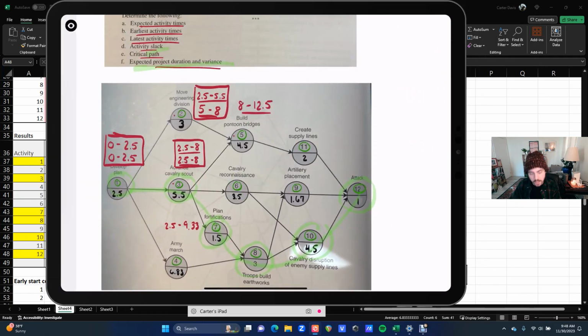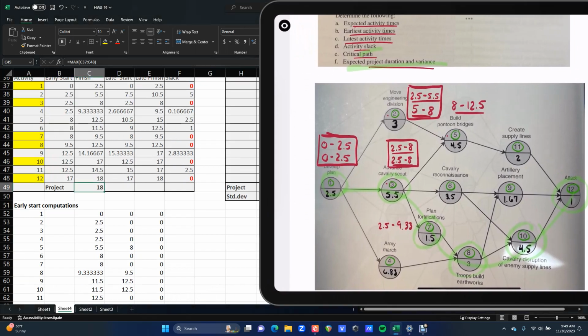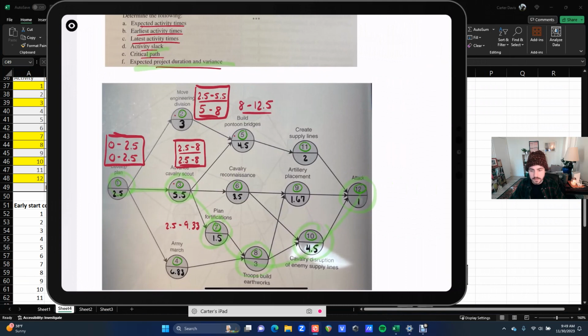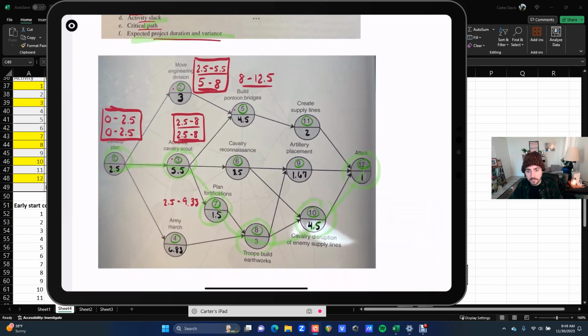Now expected project duration and variance. I think that's just going to come from the expected value of the critical path, if I'm not mistaken. So it's going to be like 2.5 plus 5.5 plus 1.5 plus 3 plus 4.5 plus 1. Let's see what they did. Do they have that somewhere? They have project, they have 18. Is that the result of that? Let's see. 2.5 plus 5.5 plus 1.5 plus 3 plus 4.5 plus 1. The answer is 18. Beautiful. So that worked out. That's nice.